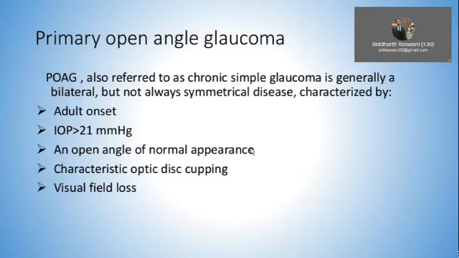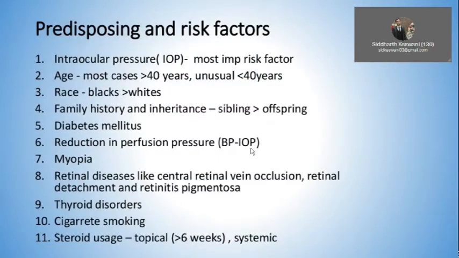So these are the risk factors. First we have the intraocular pressure, which is the most important risk factor. Then we have age. In most cases it is seen in 40 years and above. And race, we have blacks more than whites. And obviously family history, and siblings are more often affected rather than offspring. Then we have diabetes mellitus, a reduction in perfusion pressure, and myopia is also a risk factor for primary open angle glaucoma.